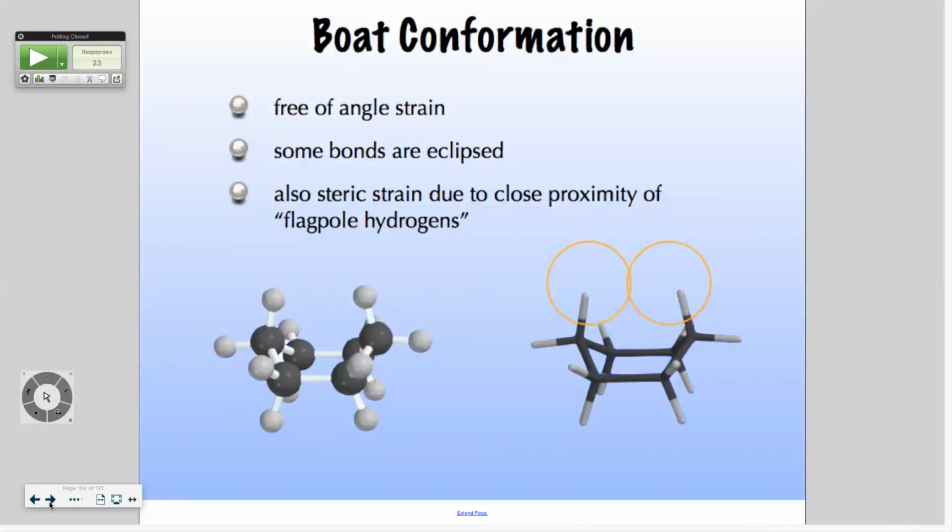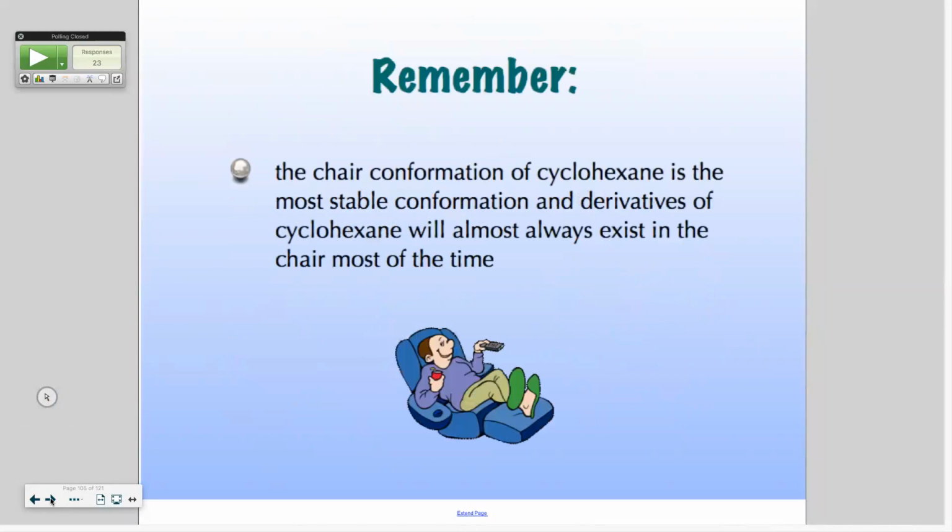Okay, here's a picture of a boat. We talked about boats last time. You have to watch out for those hydrogens at the top. They're often called flagpole hydrogens. You see they start running into each other. Remember, the chair conformation of cyclohexane is the most stable conformation. Derivatives of cyclohexane will almost always exist in the chair most of the time, just like that guy during football season, sitting in the chair.